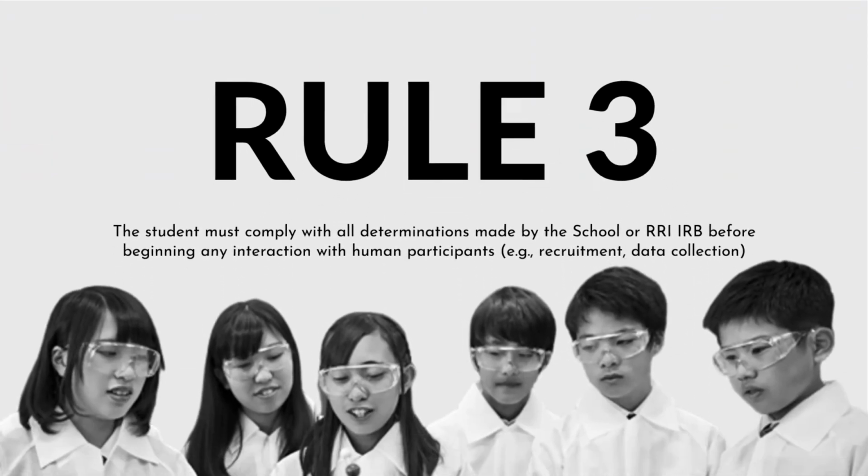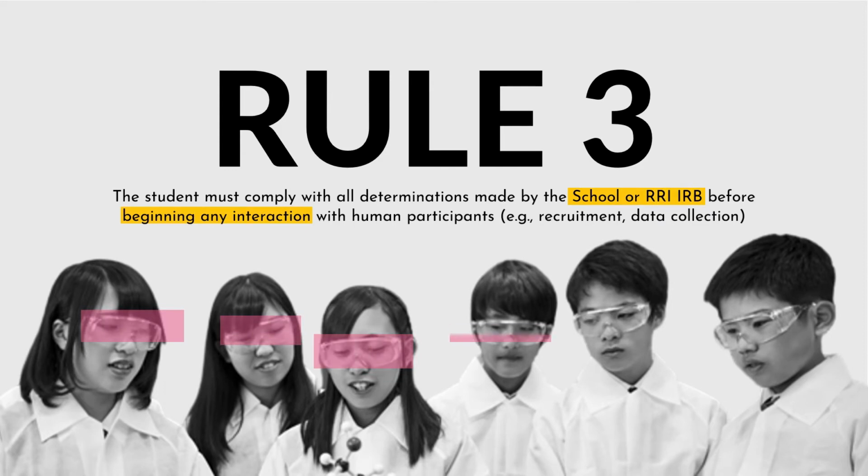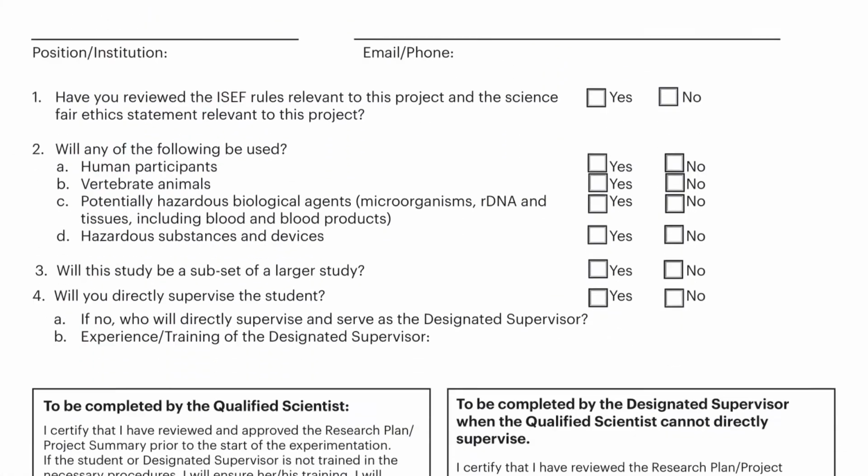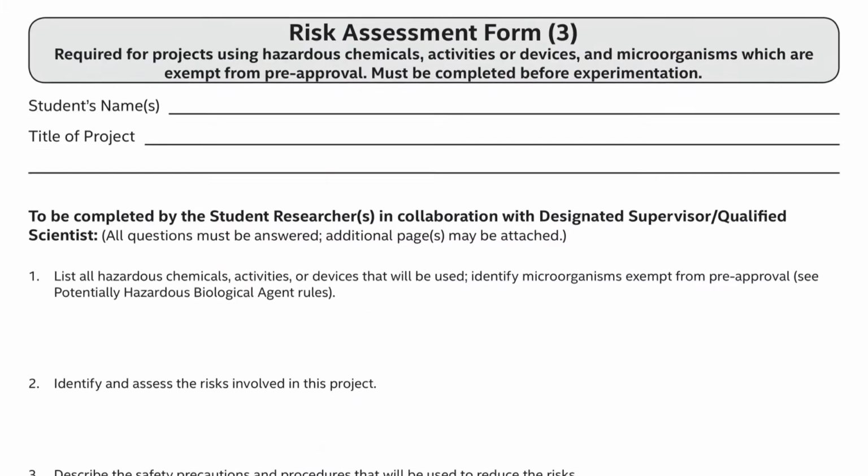Rule 3. The student must comply with all determinations made by the school or RRI IRB before beginning any interaction with human participants. If the IRB requires a qualified scientist, Form 2 must be completed by the QS, while Form 3 must be accomplished if it is a designated supervisor.